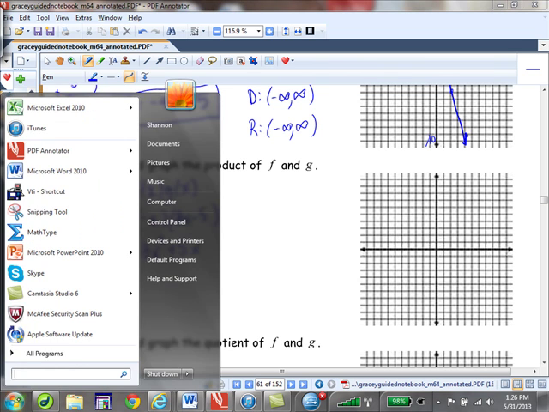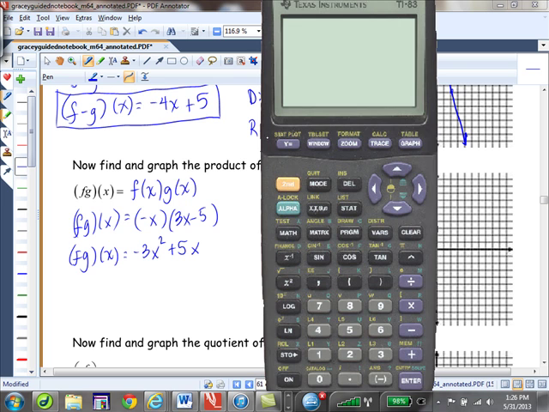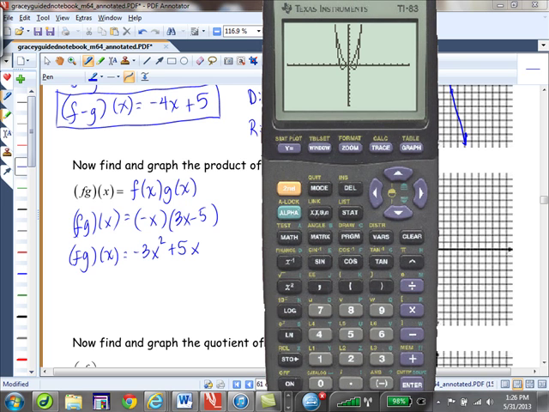So now I'm going to go ahead and pull up just an old TI-83 emulator. And we'll go to our y equals. And this is how we'd enter them. We enter this in: we use the negative sign, and that's 3 times x squared plus 5 times x. And we want to graph that. And this is the picture that we get of this.